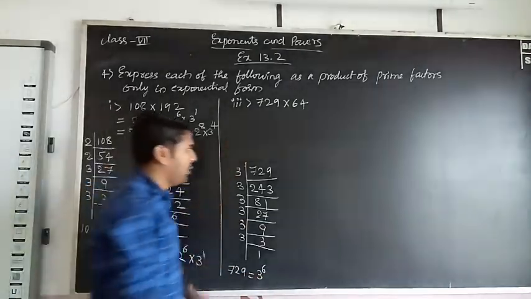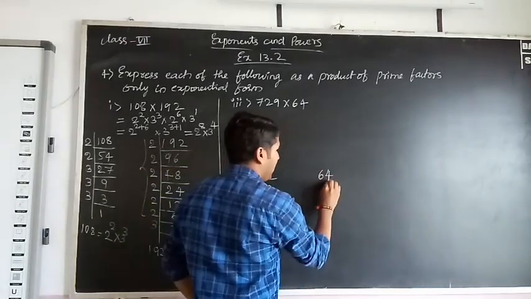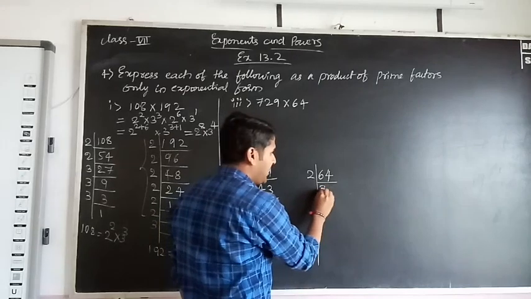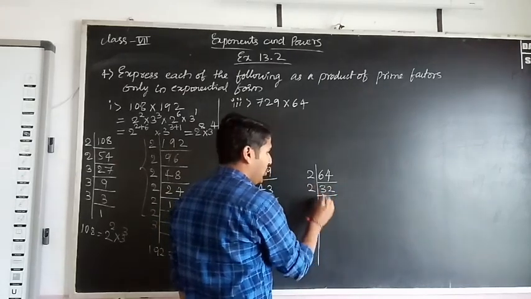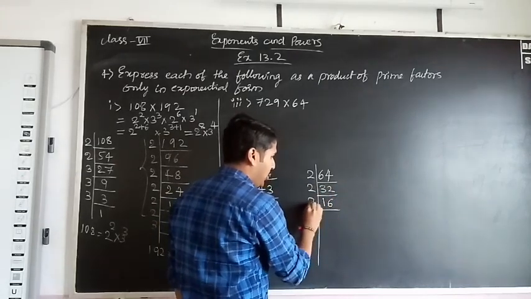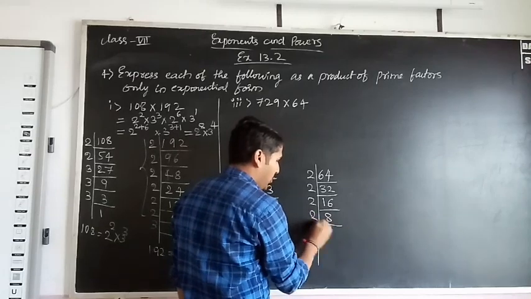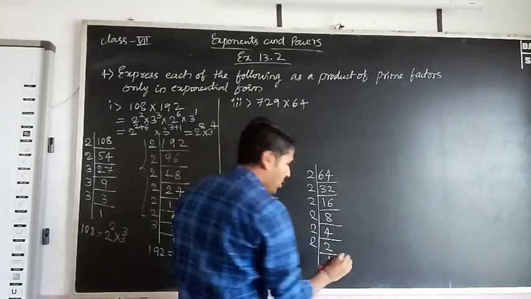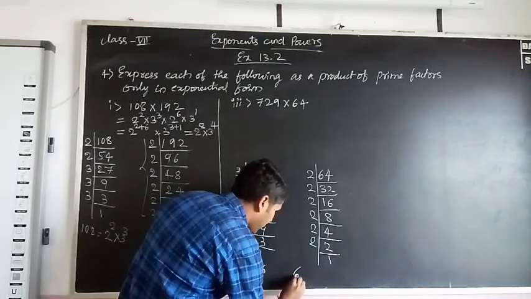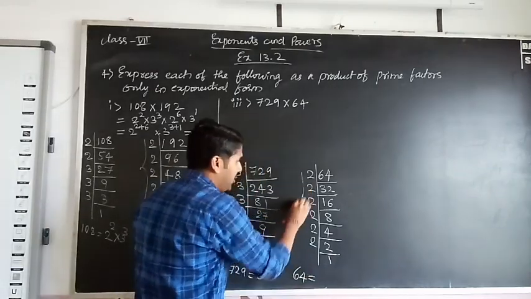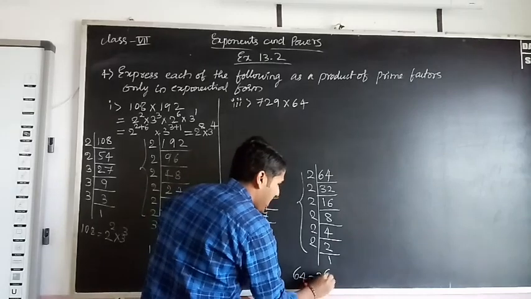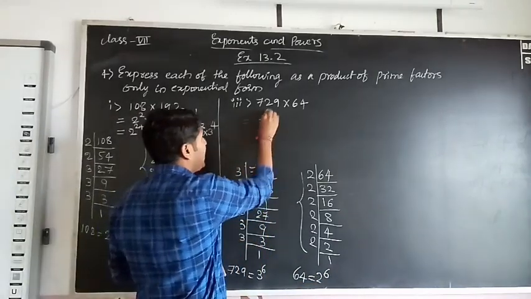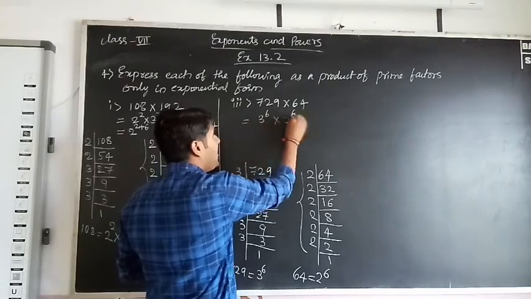Next, 64. Solve this. This is an even number, divisible by 2. 2 twos are 4, 2 fours are 8, 2 eights are 16, 2 sixteens are 32, 2 thirty-twos are 64. So 64 equals 2 to the power of how many twos? 6. So write down the answer: 3 raised to 6 into 2 raised to 6.